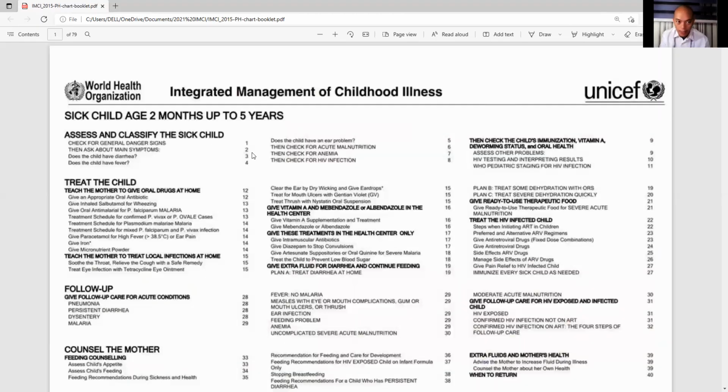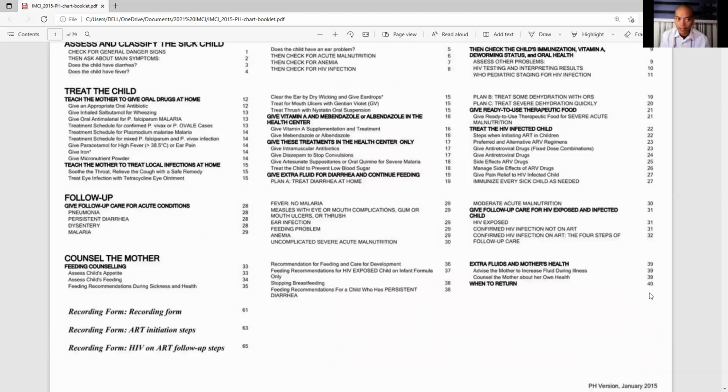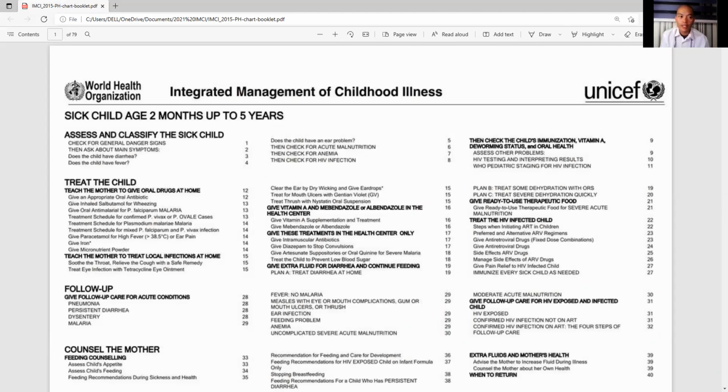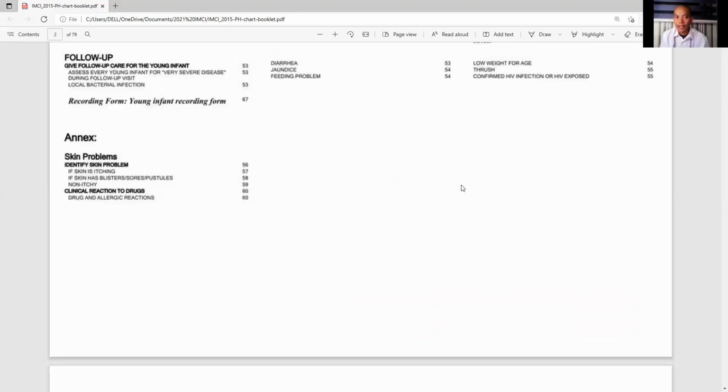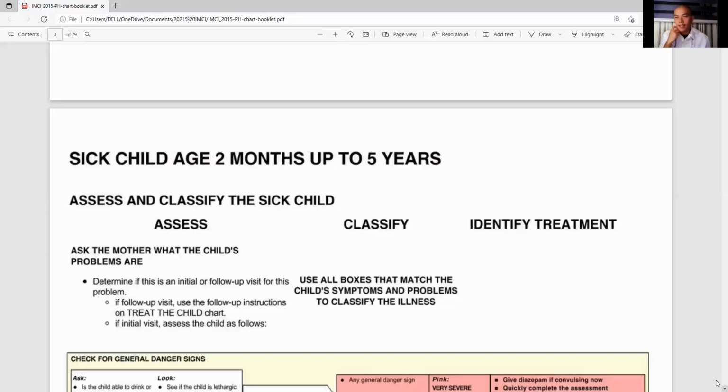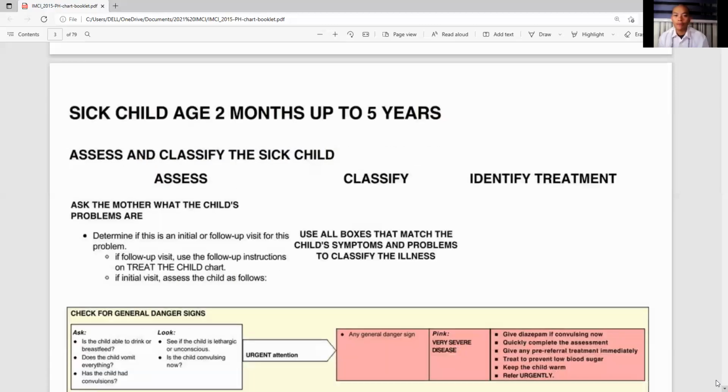Okay, what is the second half? Page 1, when to return, page 40. So we'll first browse through the first part, which is 1 to 40, sick child age 2 months to 5 years, and that begins in page 3. And we are going to follow along para na makita nyo how do I do my IMCI. I said it is similar to the books that you encounter in National Bookstore, An Idiot's Guide to Something. So here, An Idiot's Guide to Treating a Child 2 months to 5 years.